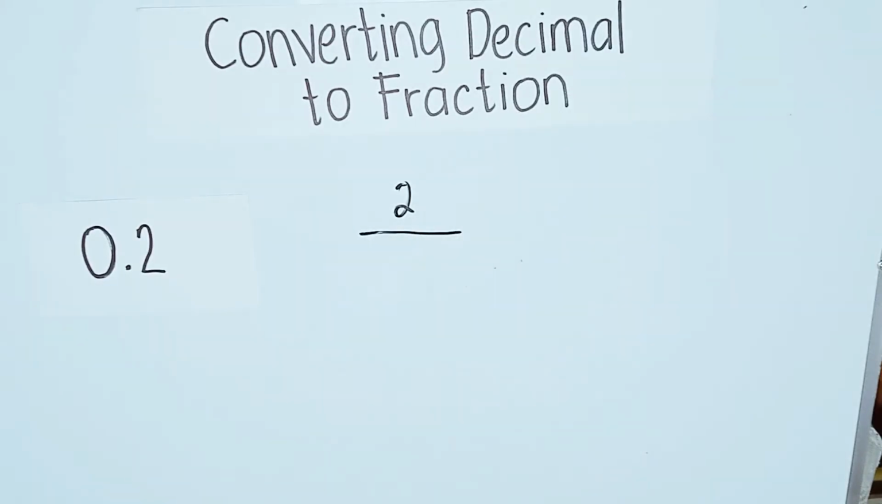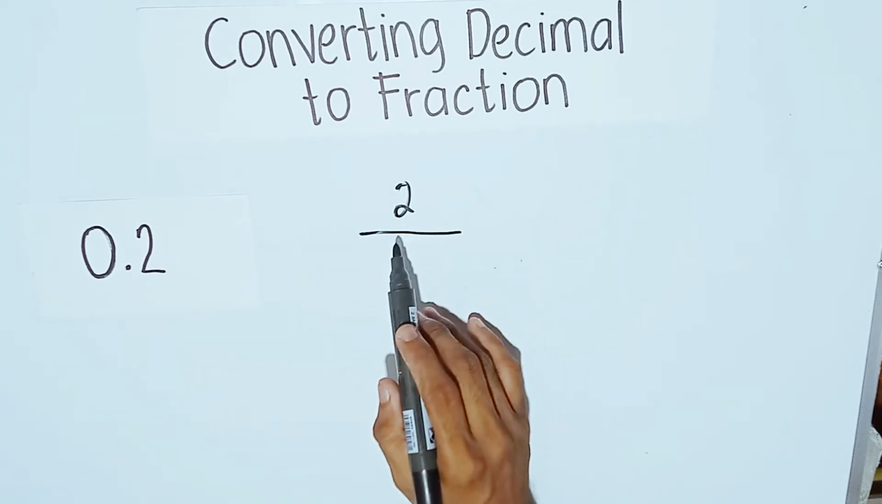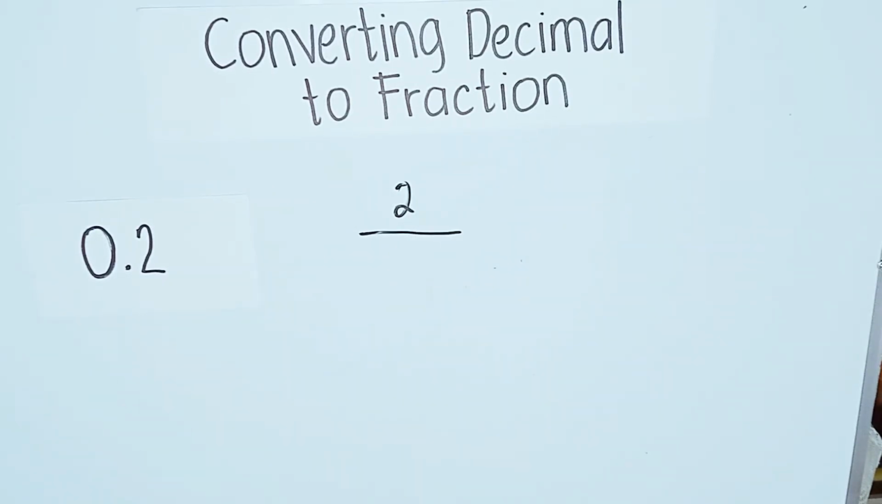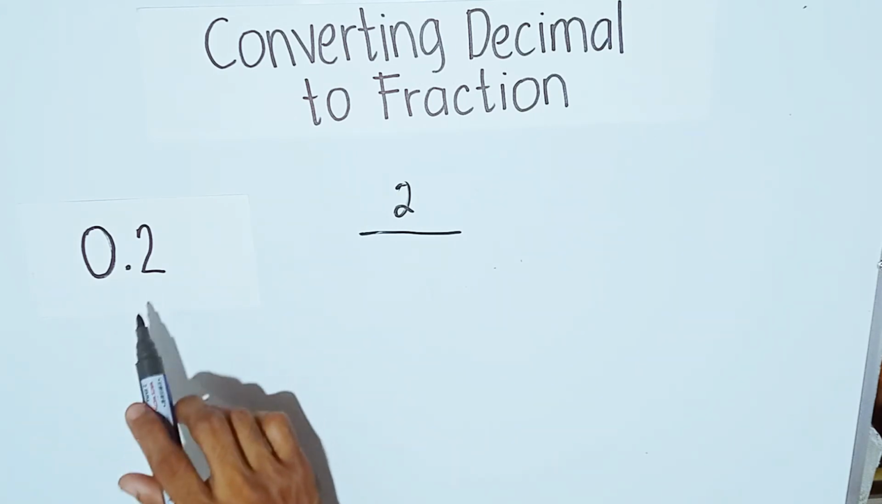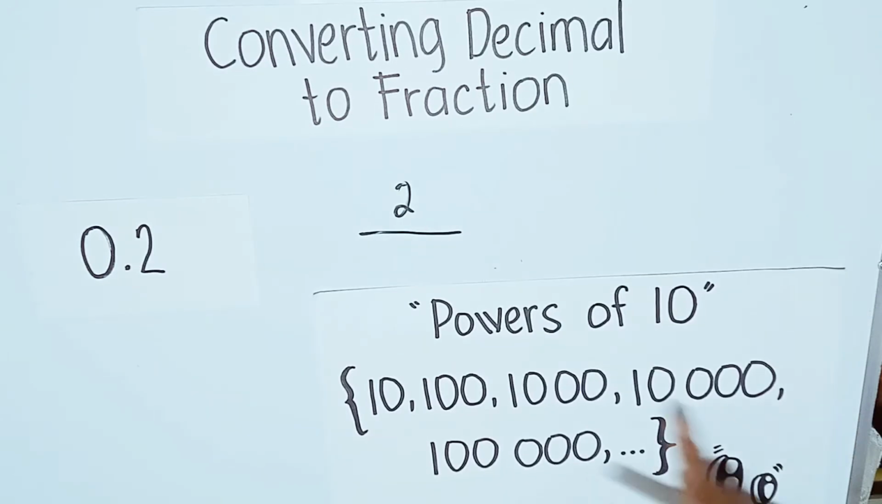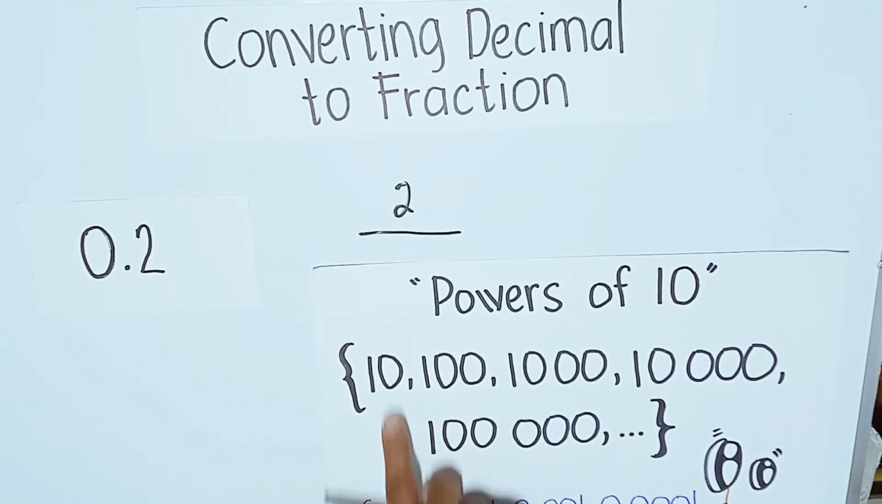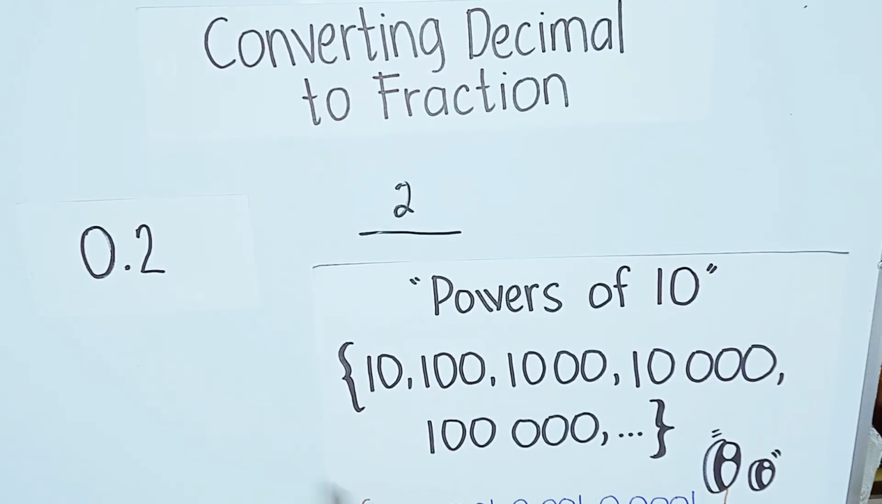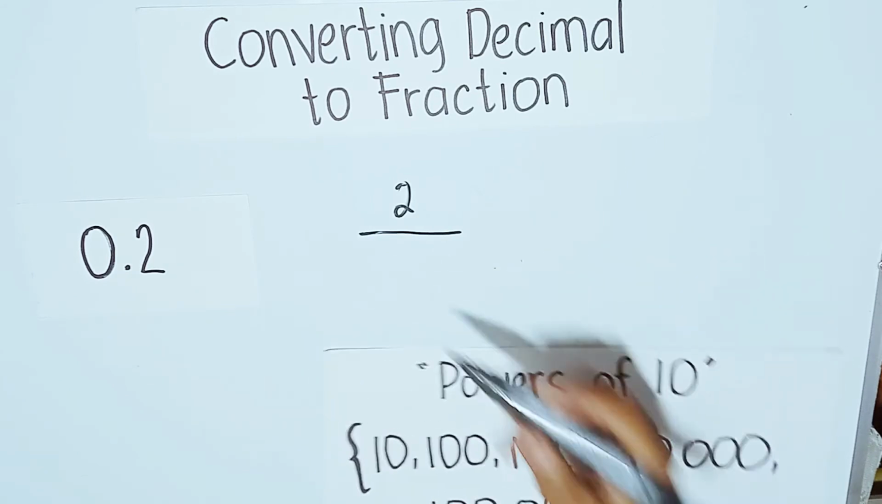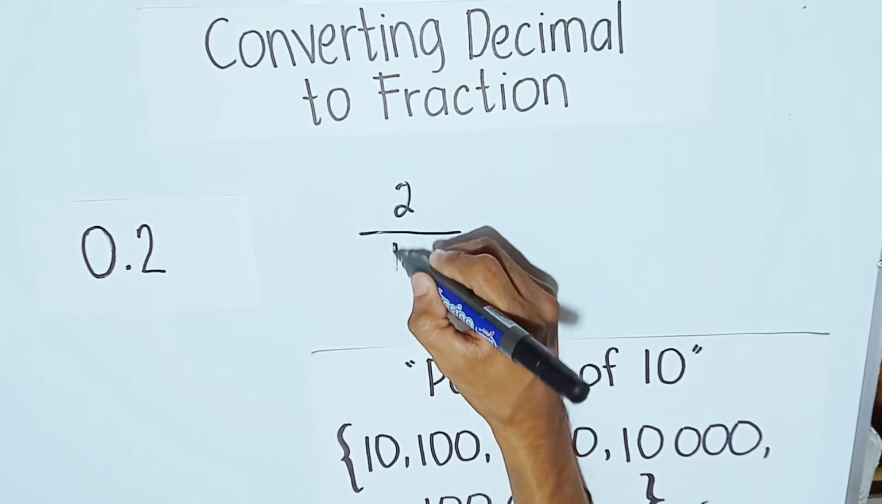And then, alamin natin kung ano ba yung place value niya. So yung place value niya is nasa 10th place. So meaning to say, kung nasa 10th place siya, gagamitin natin yung powers of 10 na 10. Kasi eto po siya 0 and 1 tenths, same as 0 and 2 tenths na decimal place. Meron tayong 10. So gamitin natin yung 10 as our denominator.